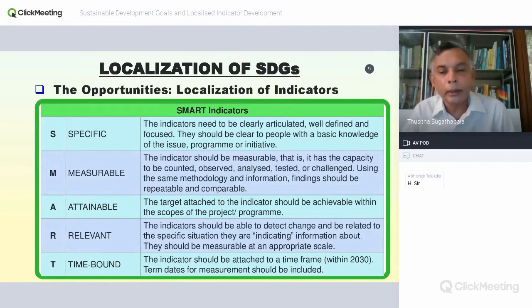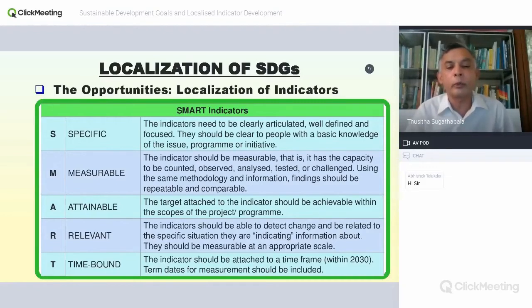So therefore, we are sometimes prioritizing certain available indicators, to come up with a manageable number of indicators. We can look at how far the selected indicators are relevant. If it's less relevant, we can give less prominence to that one. But finally, it should be time bound.